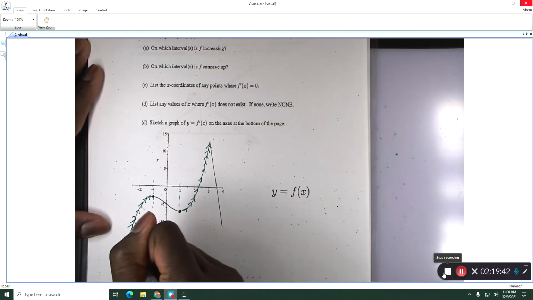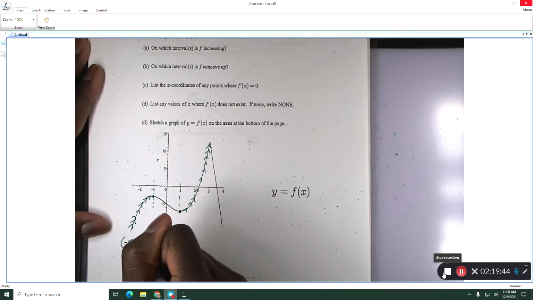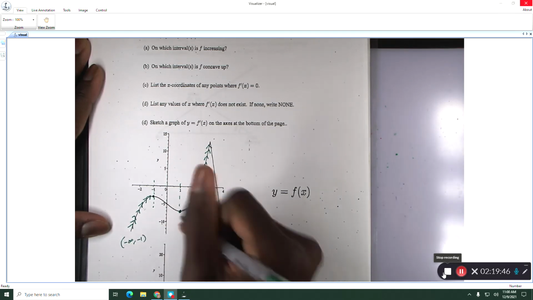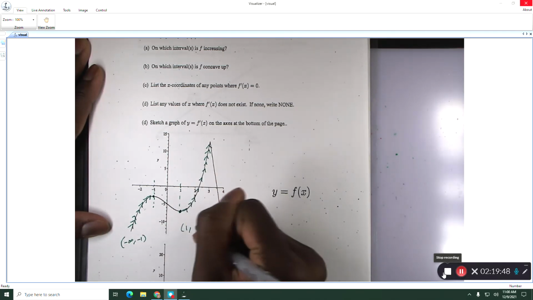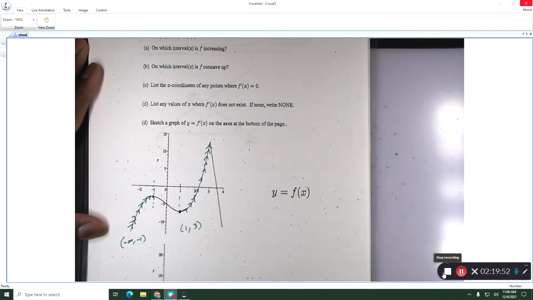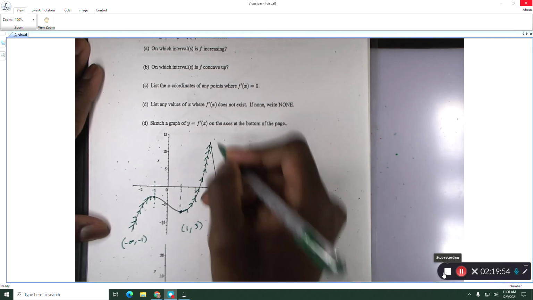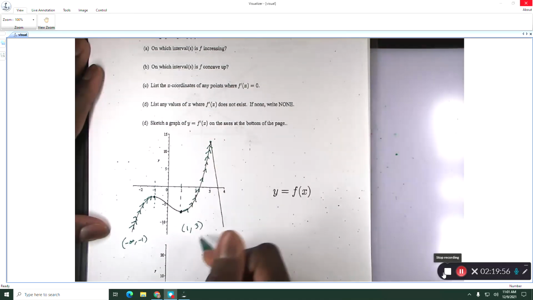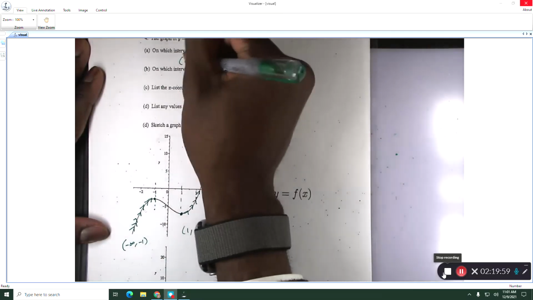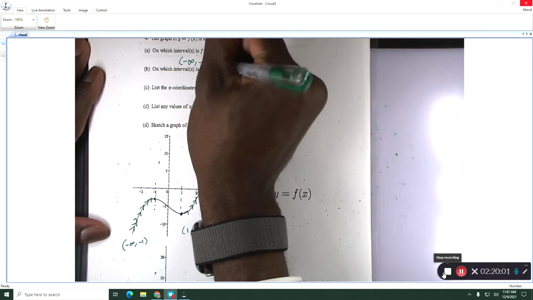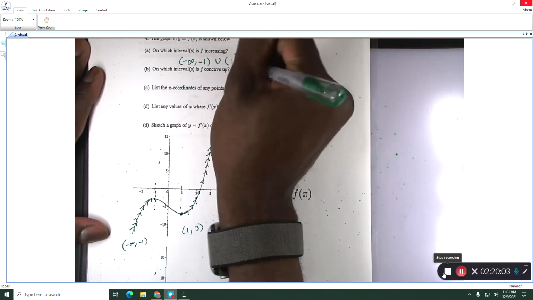This interval, negative infinity to negative 1, and this interval looks like 1, 2, 3. I'm not going to include 3. I'm not going to include the endpoints on the interval, so I use parentheses. And when I put it up here, negative infinity to negative 1, union 1, 3.